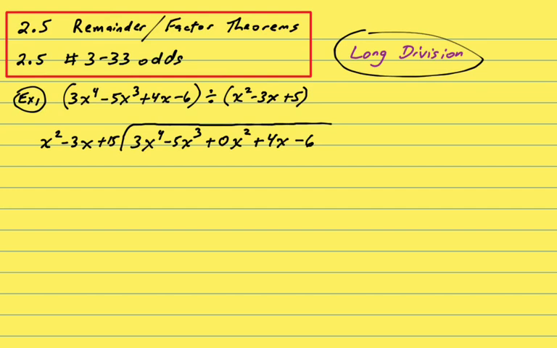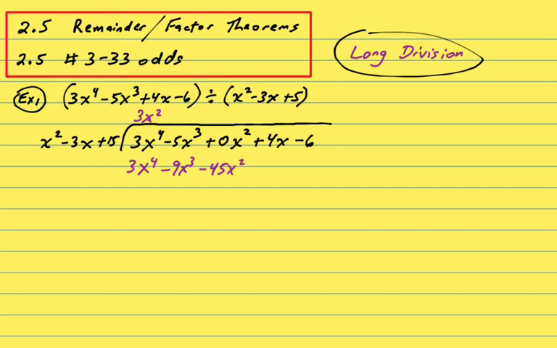So x squared times what is 3x to the fourth? Well, that would be 3x squared. 3x squared times x squared is 3x to the fourth. 3x squared times negative 3x is negative 9x to the third. So I line it up. Then negative 3x squared times 15 is negative 45x squared. If I did not put the 0x squared there, I wouldn't have a place to put that.